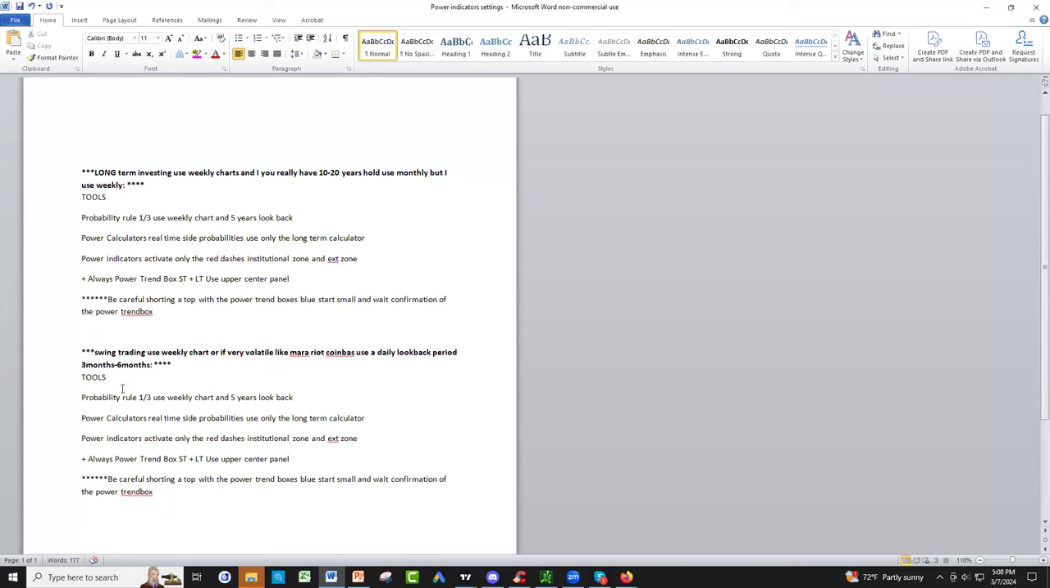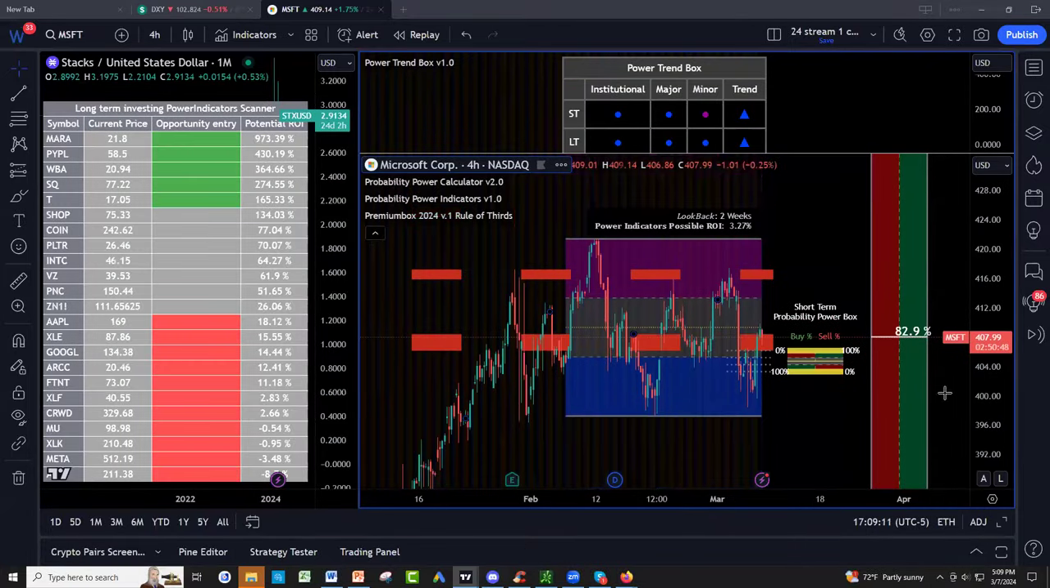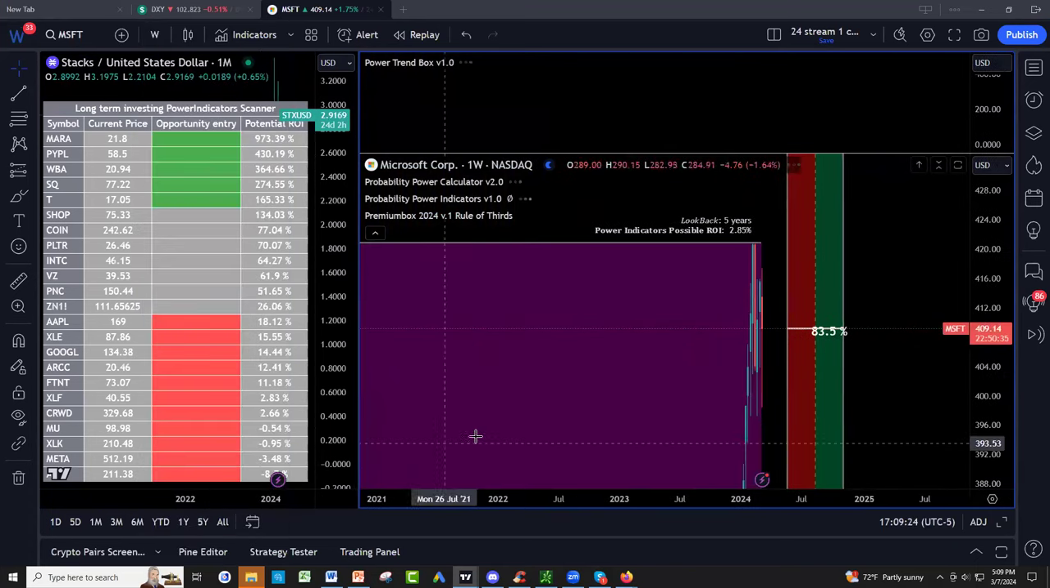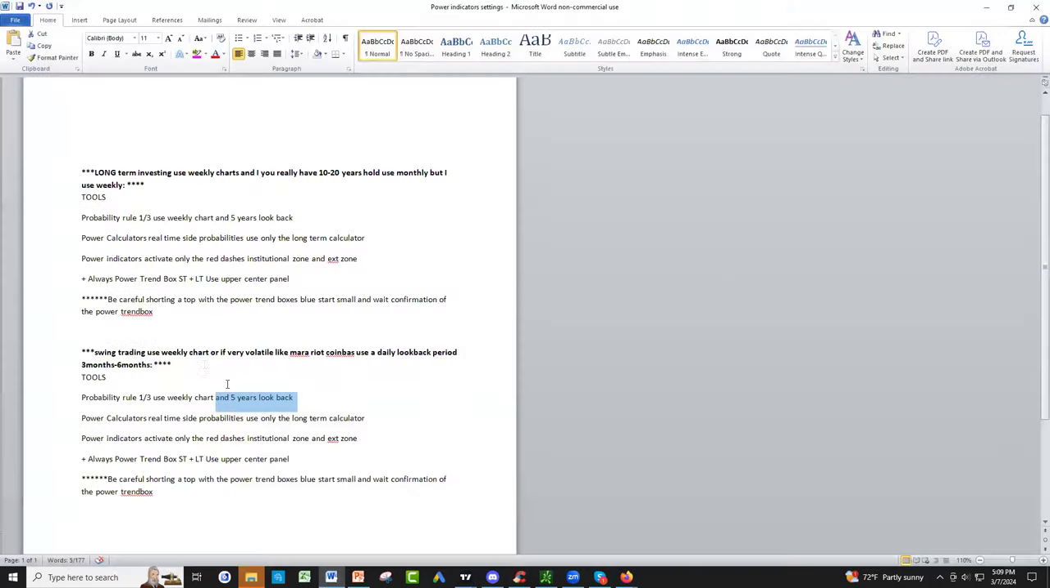So what are we adjusting then? Tools, same, probability rule of third. But this time we are going to use, so let's get back to it, because it's not like I remember every look back period. So this is Microsoft. Let's look at the daily. There's a 3 months look back period and the weekly, we are looking at a 5 years look back period. So 3 months and 5 years. So here, daily, 3 months look back. And weekly, 5 years look back. Right?